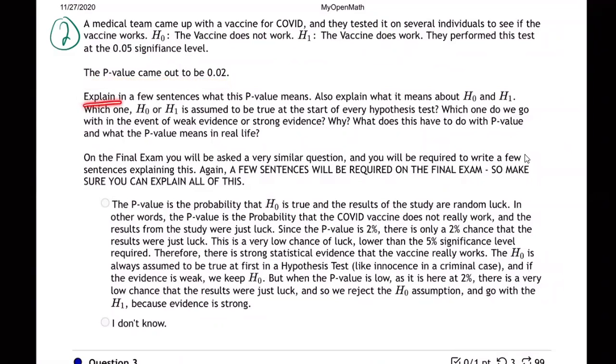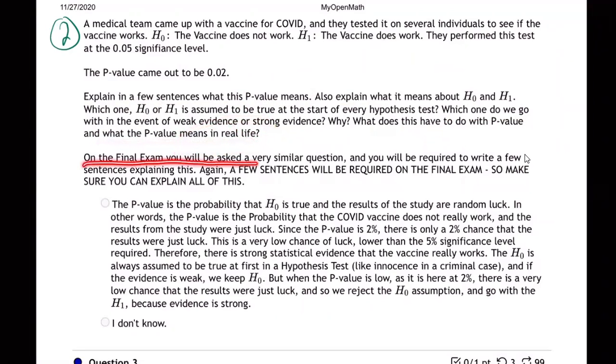Explain in a few sentences what this p-value means. That's what this is all about. What does that mean? Also explain what it means about H0 and H1. Which one, H0 or H1, is assumed to be true at the start of every hypothesis test? Which one do we go with in the event of weak evidence or strong evidence? Why? What does this have to do with the p-value and what the p-value means in real life?